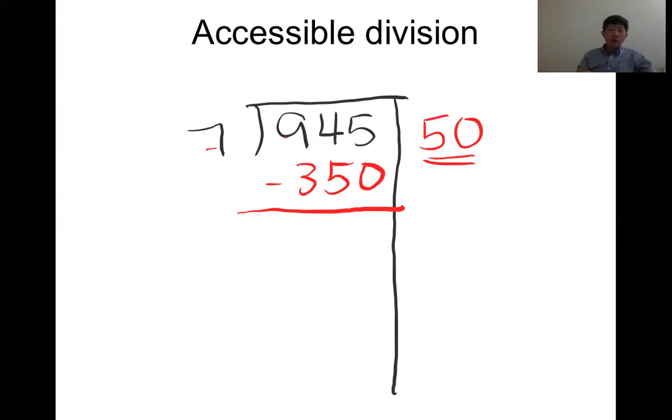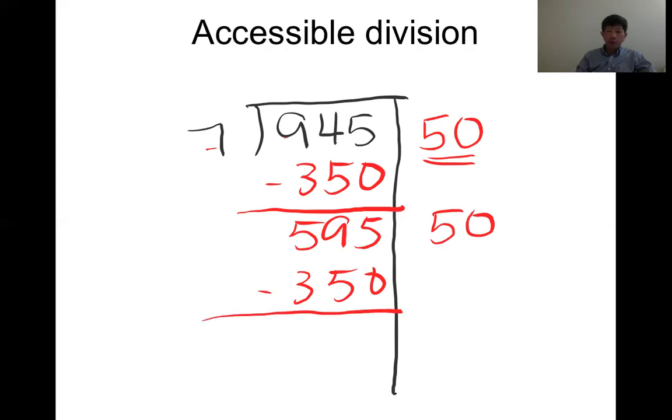So 945 minus 350, I get 595, right? Can I do 50 again? Yes. 7 times 50, how many? 350. And I subtract this. I got a 5, I got a 4, and then I got a 2 for this, right? The next number I fill in is 30. I can choose 30, right?